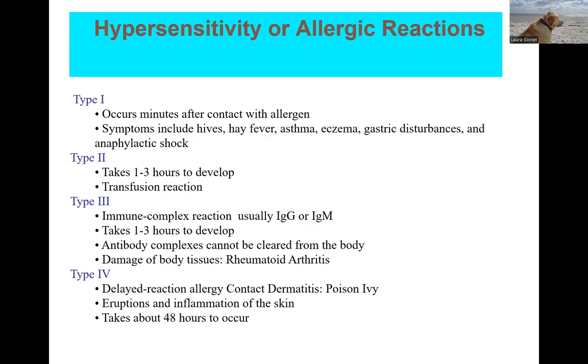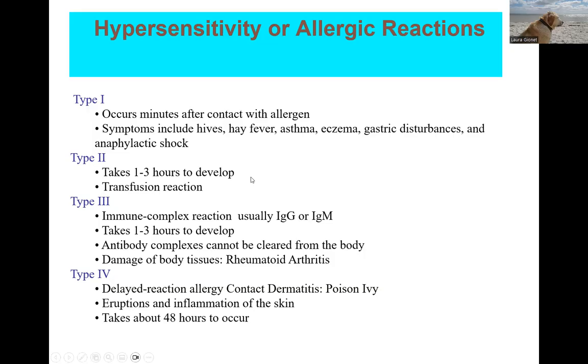Okay, type 2s take a little bit longer, sometimes 1 to 3 hours to develop. An example is a transfusion reaction. Now, I will tell you, it doesn't take hours for you to see a transfusion reaction, especially if you have mismatched blood, or someone has somehow given, let's say, blood where you have not matched up Rh positive and Rh negative reactions in someone that is sensitized.